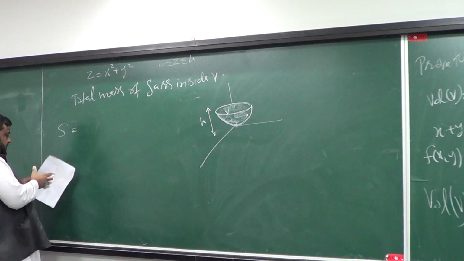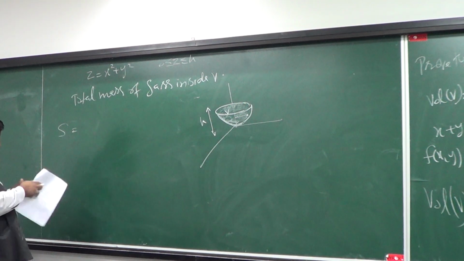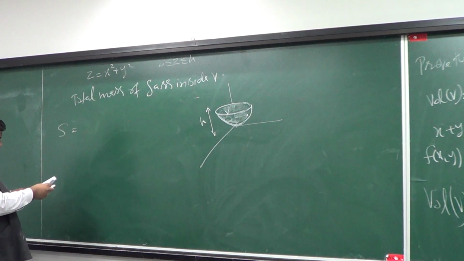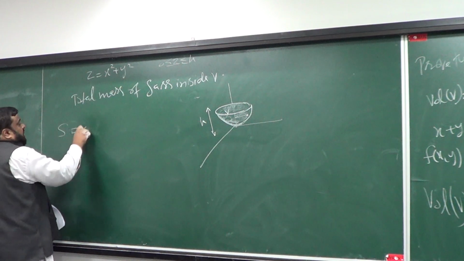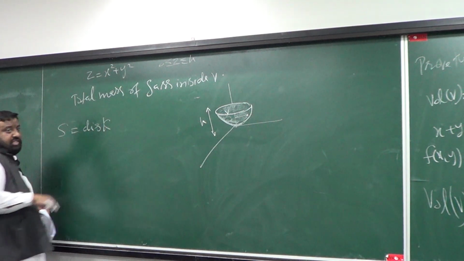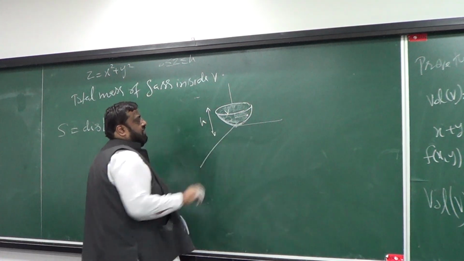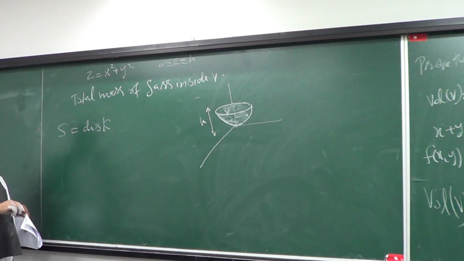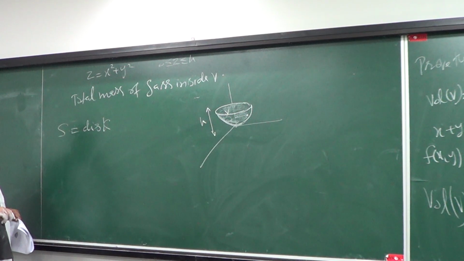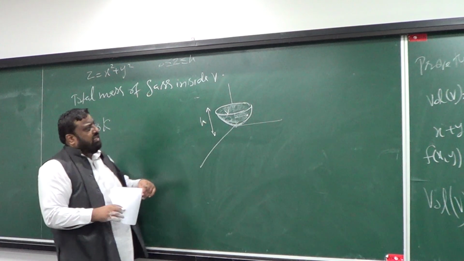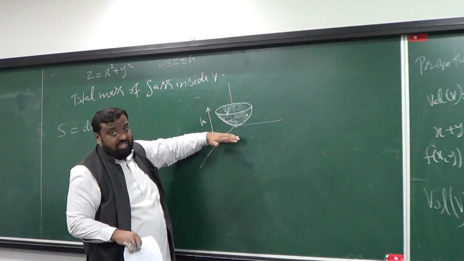Okay, so S is a disk. There is no restriction over the disk actually. I'm going to write it more precisely soon. So this shadow is going to be some disk. All right. So this disk is going to have a radius? Yes, it is going to have a radius.